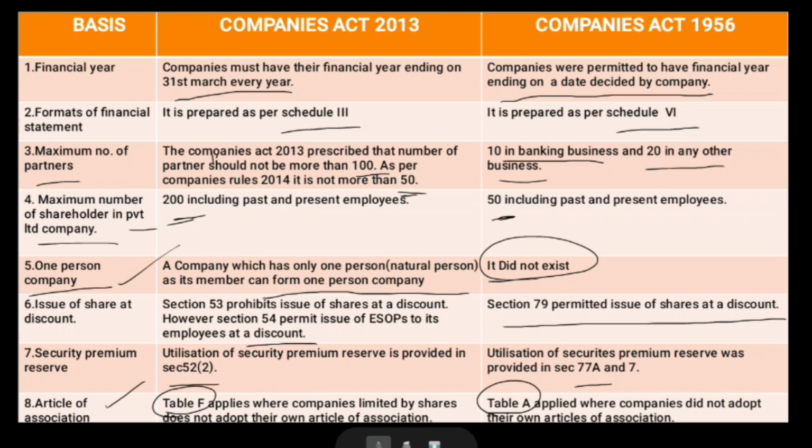It means under Companies Act 2013, Table F was applied if any company does not have its own articles of association. But according to Companies Act 1956, Table A was applied where the companies did not have their own articles of association.